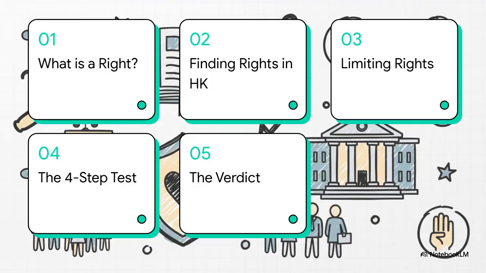So we're going to follow the exact same path a court would take. First, we have to figure out what a right even is. Then we'll open up the toolkit and see where we actually find these rights in the law. After that, we hit the core conflict. When can the government limit our rights? And that leads us straight to the main event, the four-step justification test. And finally, we'll see what a court can actually do when a law fails that test.